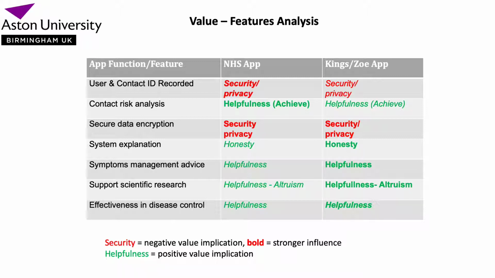In the case of effectiveness in disease control as a feature, it offers the opposite of the case of content risk analysis. In this case, the Sawyer app has a higher impact with respect to the value of helpfulness.